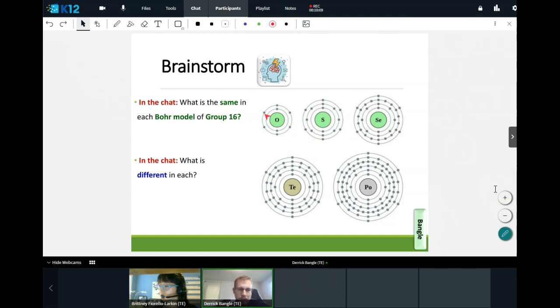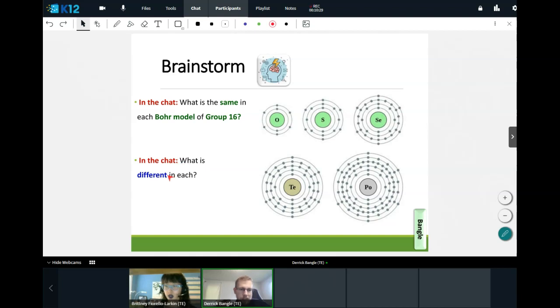So if we count, oxygen has 1, 2, 3, 4, 5, and 6. If you'd like to, going all the way down to this very large element, plutonium, we have 1, 2, 3, 4, 5, and 6, always in group 16. Remember, looking at the last digit.